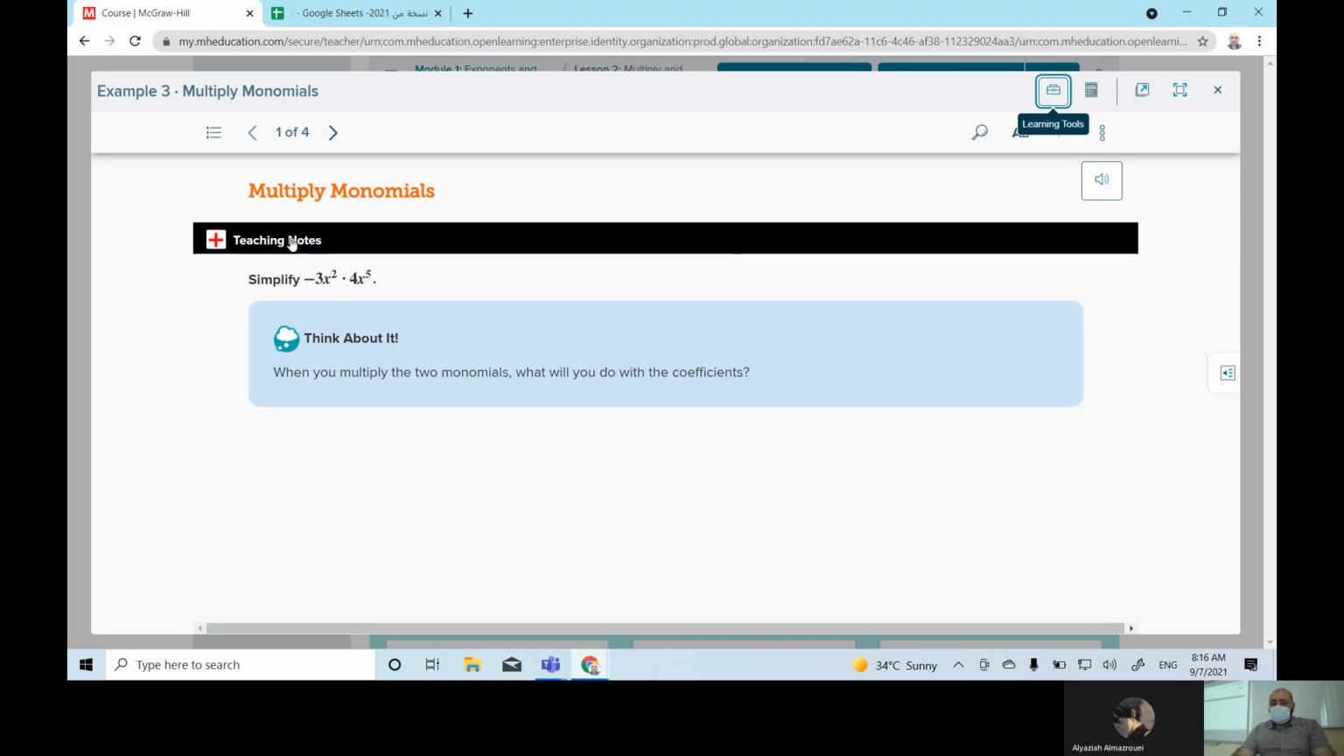So I want all of you to write this title, please: multiply monomials. Then write this example: simplify minus 3x squared times 4x exponent 5. Then try to find the answer, then tell me what the answer is.